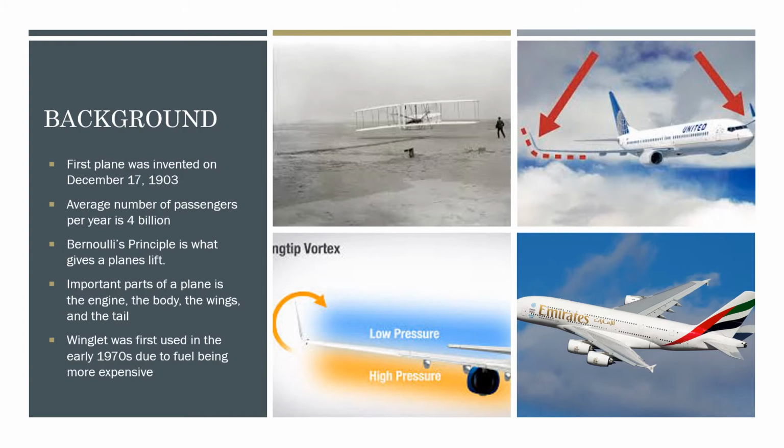The most important parts of the planes are the engine to give its thrust, the wings to give its lift, the body to hold all the components and passengers, and the tail for the elevation.